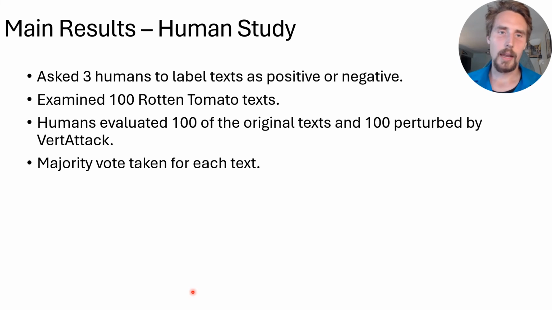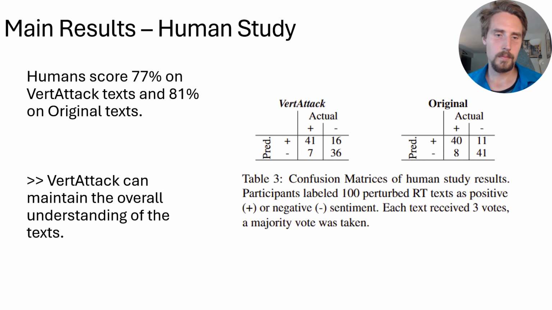And so we also look at a human study. We ask humans to label 100 different texts, and they'll label both ones perturbed and changed by VertAttack as well as original text. And they're trying to label them as positive or negative text. And we find for the human study that it's a slight drop for VertAttack text, with 77% correctly identified compared to 81, but still a very similar score. So this shows that humans are still able to understand this VertAttack modified text.